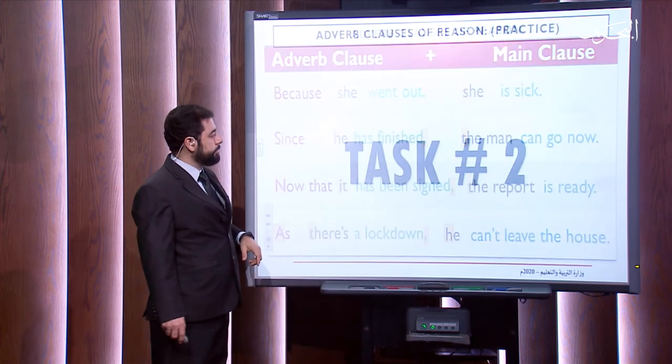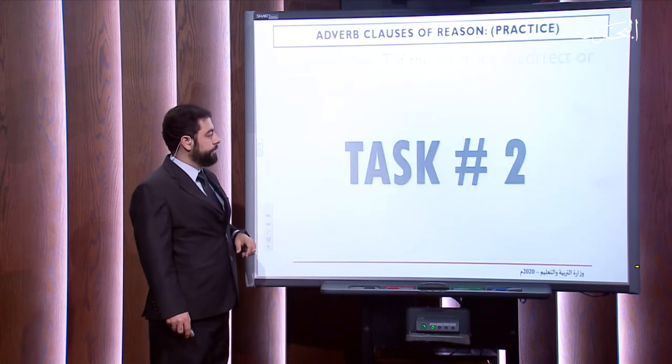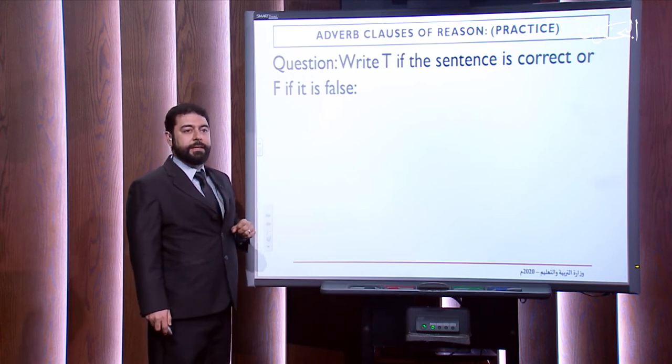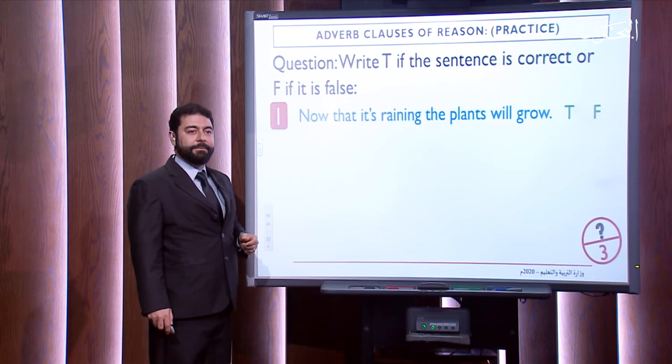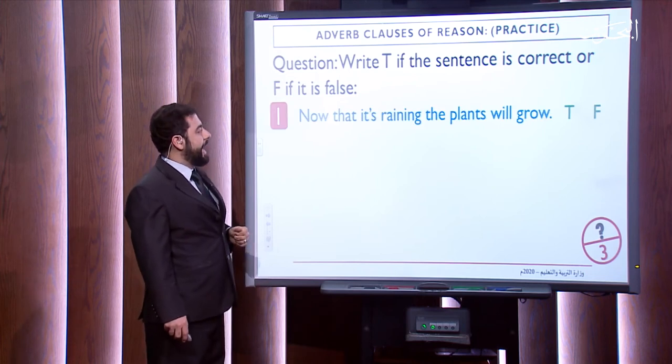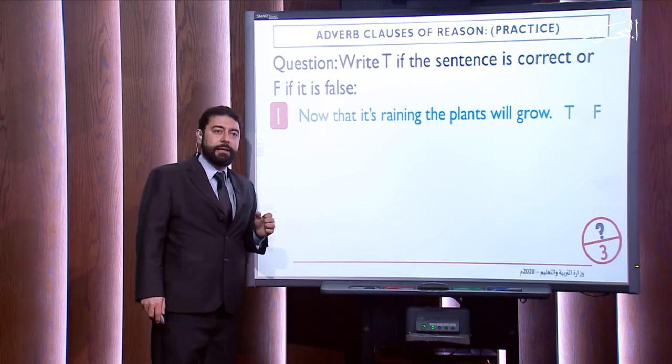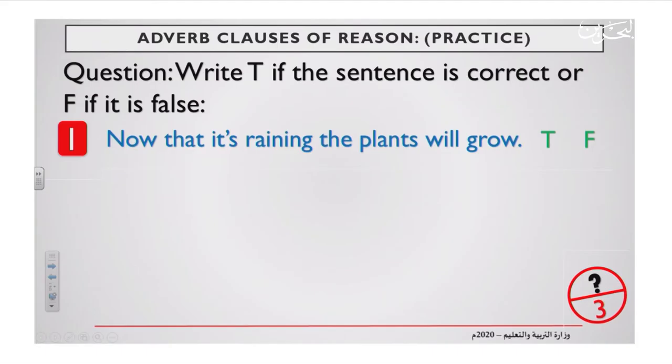All right. So task number 2. Write T if the sentence is correct or F if it's false. And you have a mark of 3. Number 1. Now that raining, the plants will grow. If it's correct, write T. If it's false, write F. 5 seconds.